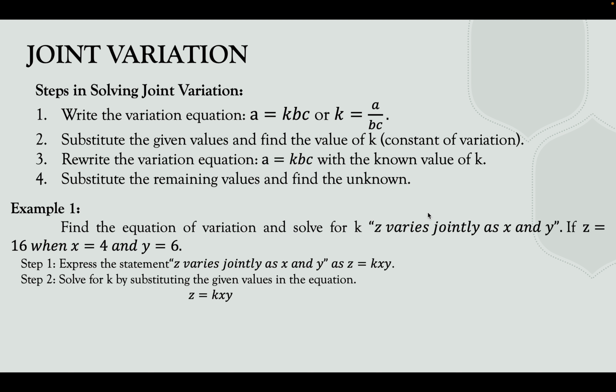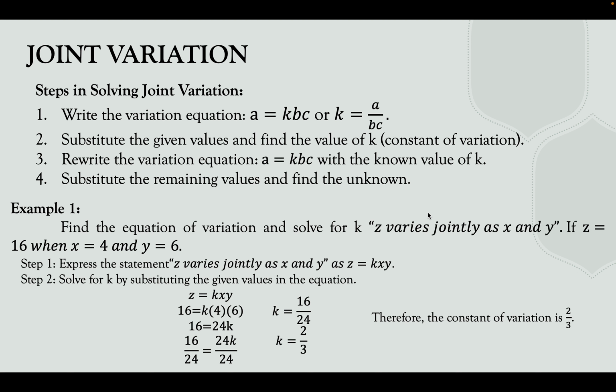So we have Z equals K times X times Y. Z is 16, X is 4, and Y is 6. So we have 16 equals K times 4 times 6. 4 times 6 is 24. So we have 16 equals 24K. Divide both sides by 24 so that we can find the value of K. So K equals 16 over 24. We can reduce that, so K equals 2/3. That means our constant of variation is 2/3, and our equation of variation now is Z equals 2/3 times X times Y.